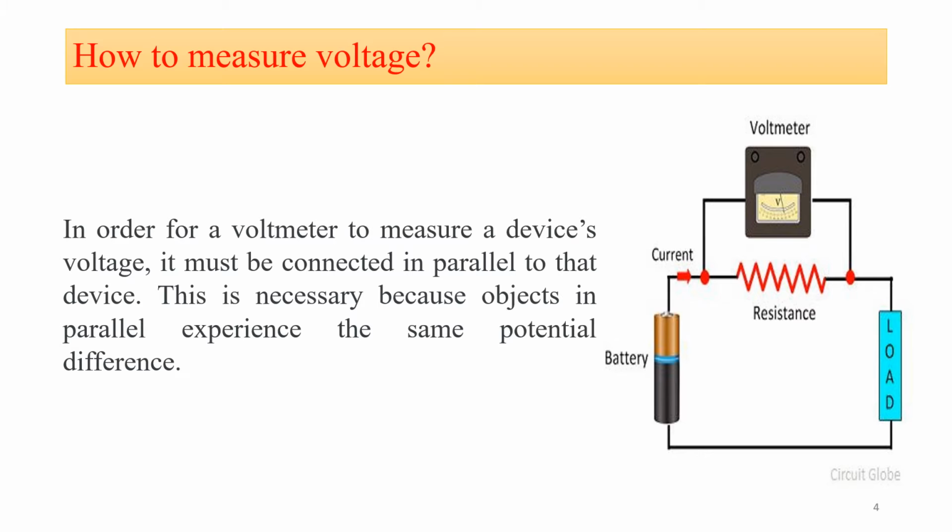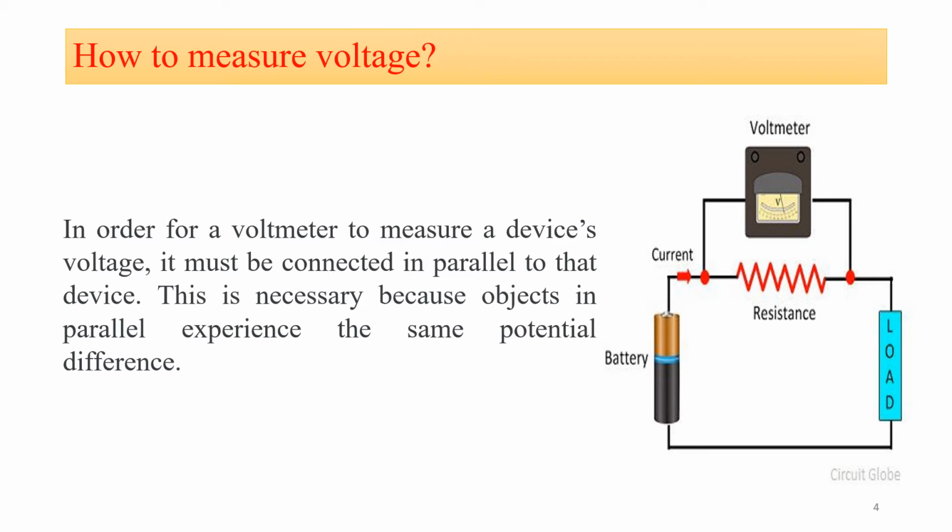Now here one circuit is given, in which one resistance is connected in series with the battery and the load. Here our objective is to calculate how much voltage is across the resistance. As we know, the current flows from the positive terminal of the battery to the negative terminal. So the analog voltmeter is connected across, or parallel to, the resistance. This is how to measure the voltage.